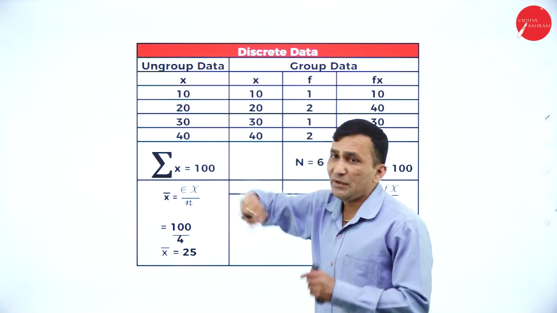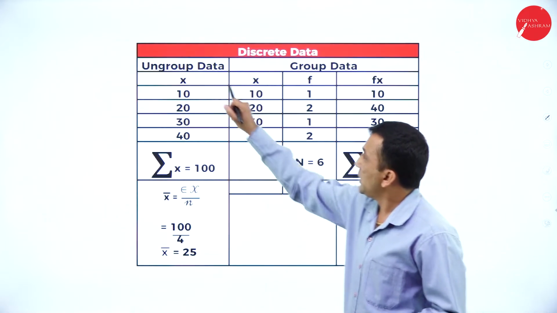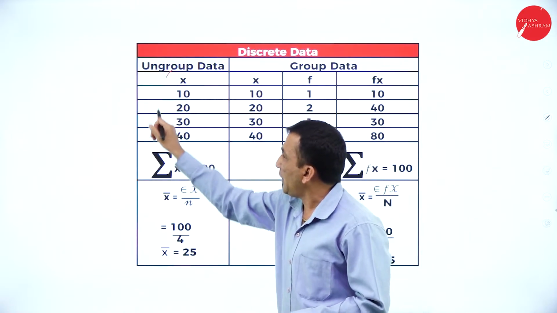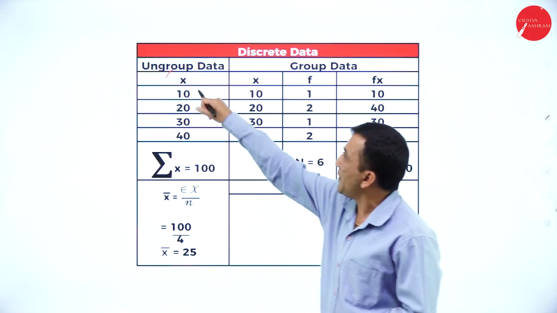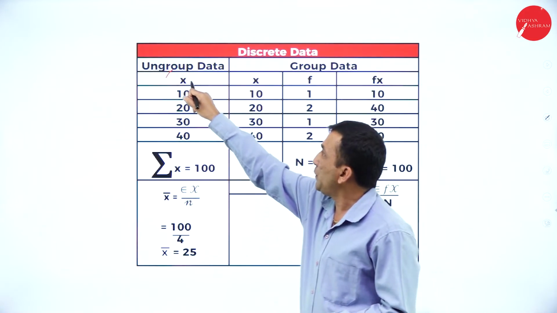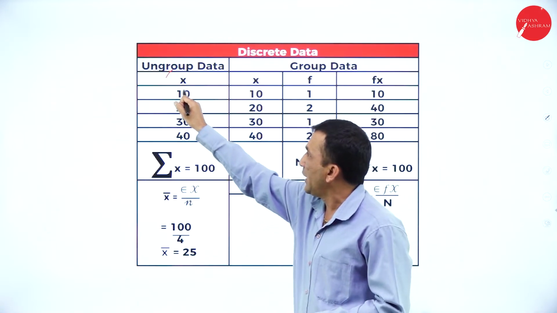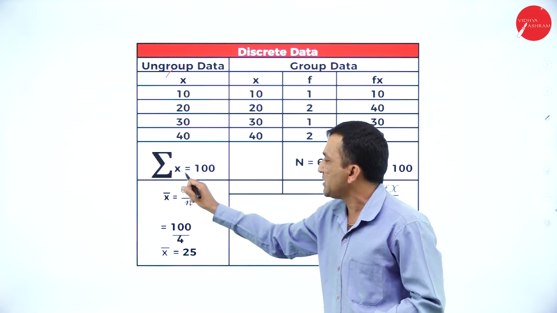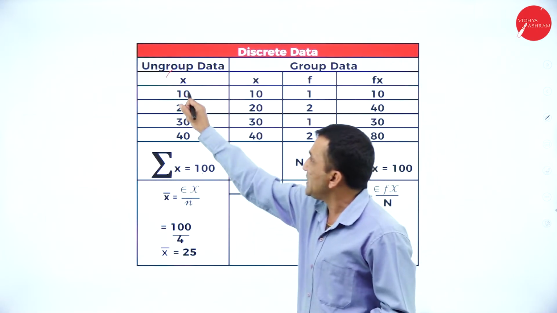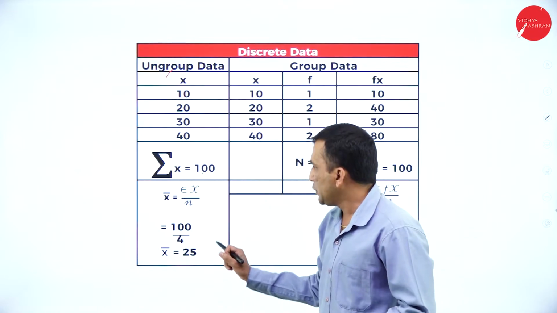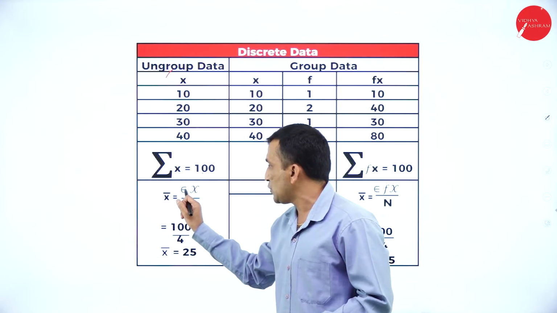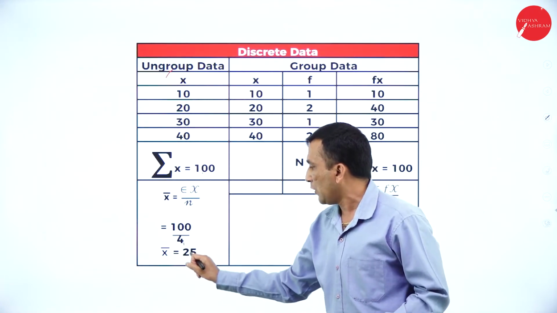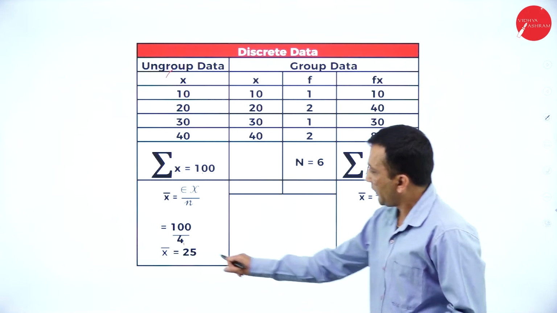The discrete data can be classified into two categories. One is ungrouped data, where there is no observation, there is no frequency. When you are not able to identify the frequency, it comes under ungrouped data. A few examples are given here. X series x1, x2, x3, if you add together we get sigma x is 100. Now using this sigma x, we need to find the arithmetic mean. X bar is equal to sigma x divided by n. 100 divided by how many observations here? 4. Then the arithmetic mean we get here is 25.